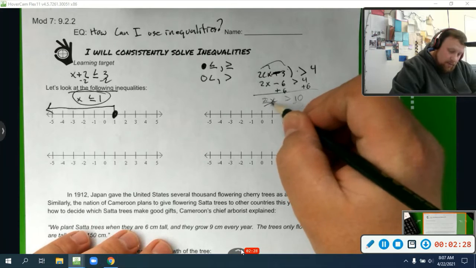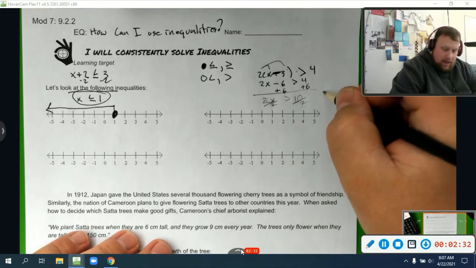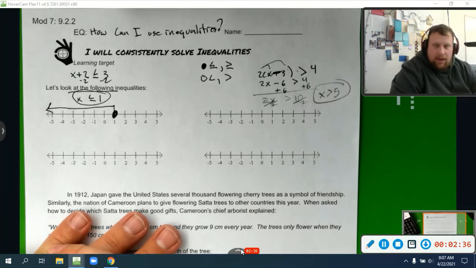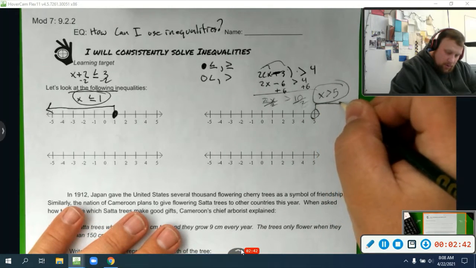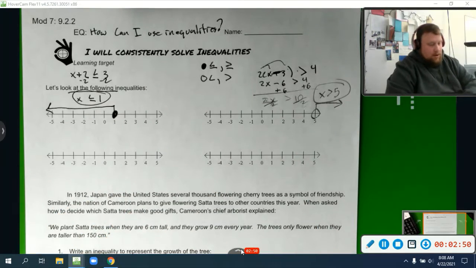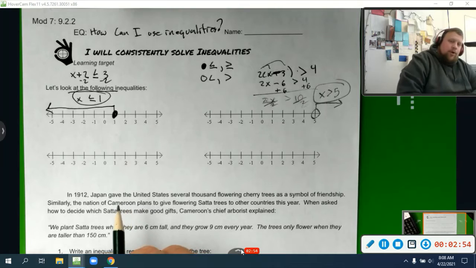Okay, so I'm going to divide both sides by 2, and boom, what do I get? I get that x is greater than 5. See how we just solved it like we would any equation? And greater than is an open dot, so I'm going to go to 5, put an open dot, and an arrow to the right because it's greater than. Look at that. It's not perfect, but it works. I know I didn't give enough room for these, but we'll live through it.